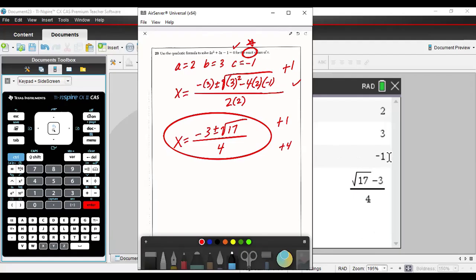So that's why I like this calculator for this exam, because it'll help students get the full points for the quadratic formula questions, okay? All right, that's it. That's how I teach my students, and hopefully you can do that.